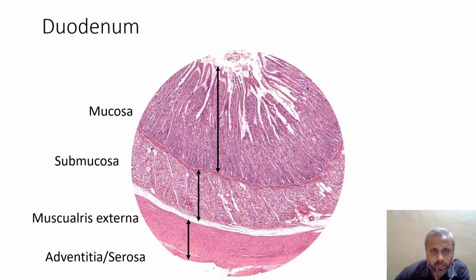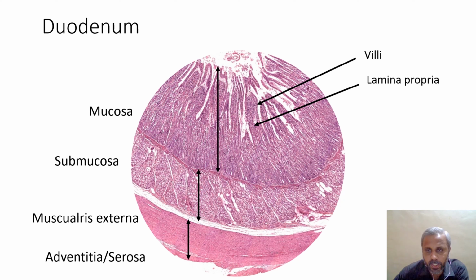Mucosa of the duodenum shows finger-like projections referred to as villi. These are either finger-shaped or leaf-shaped in duodenum. The core of each villus is formed by lamina propria, which is loose connective tissue. Then we have muscularis mucosa, which forms the boundary between mucosa and submucosa.